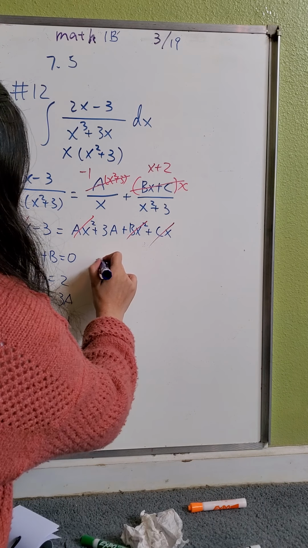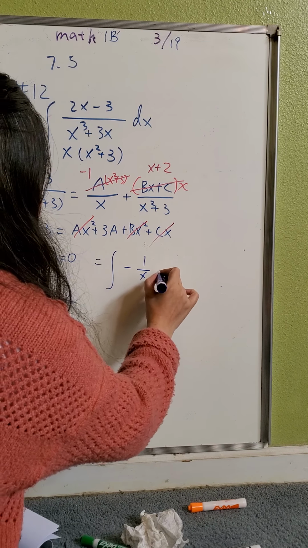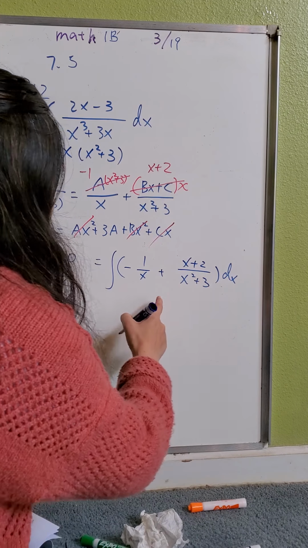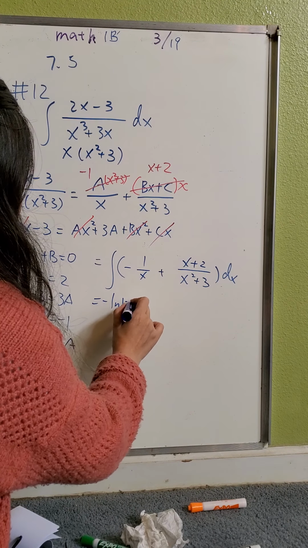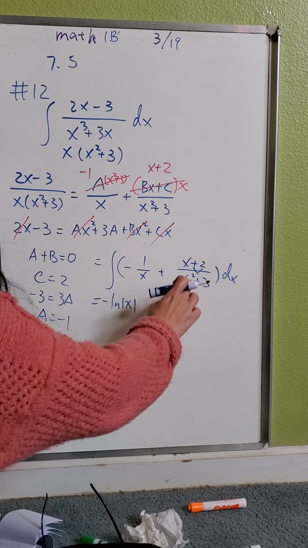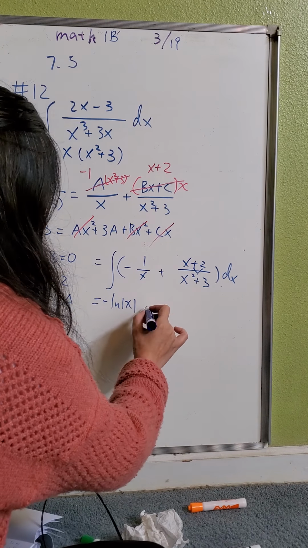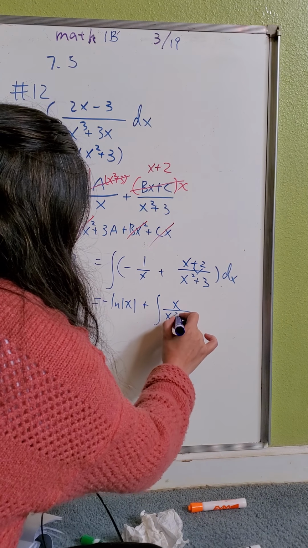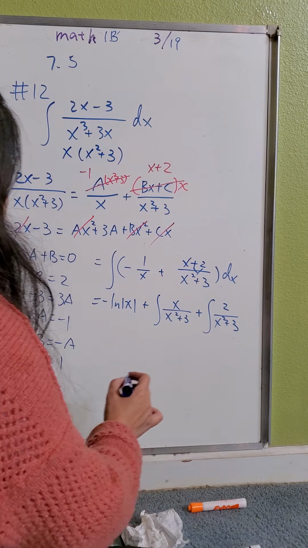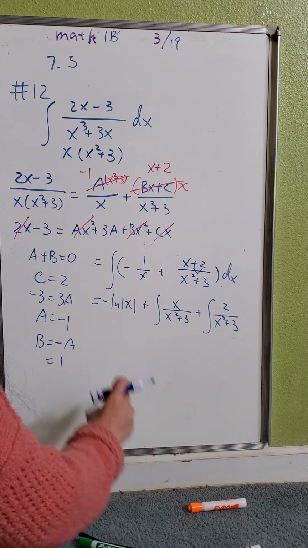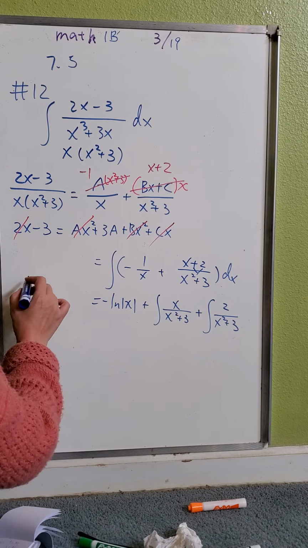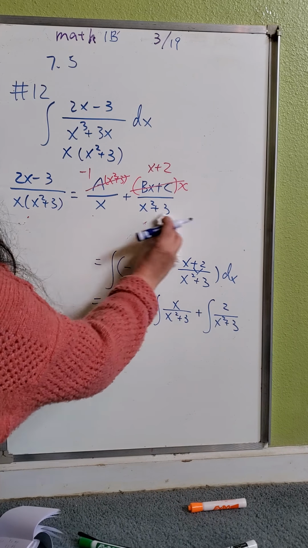So this becomes -1 over x plus 2 over x squared plus 3 dx. This one's easy, so that's -1 over x. This one, you're going to break it into 2 parts. So when you see something like x plus something and the x squared plus something, usually that's how you do it. You're going to break it into x over x squared plus 3 and then plus 2 over x squared plus 3. Okay, and so I need more room here, so I'm going to erase this part. So let's do this one first. I might need more room here.